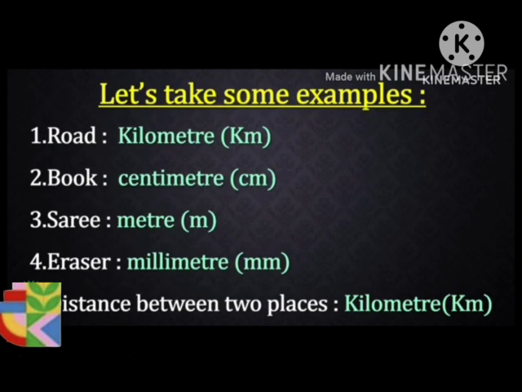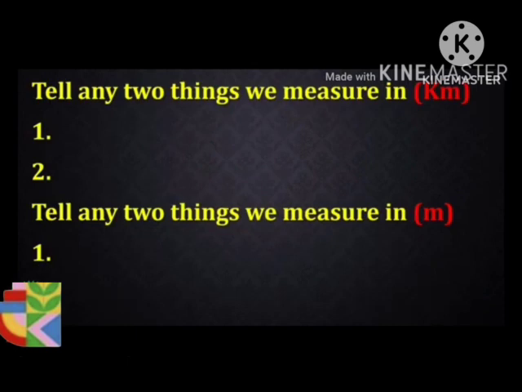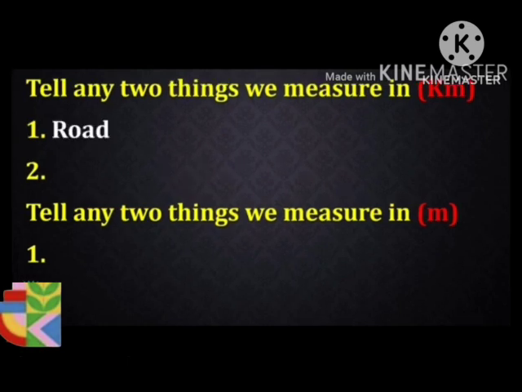So, distance between two places is measured in kilometers. Now, moving on to the next exercise, you have to tell any two things we measure in kilometers, and any two things we measure in meters. You have to give two examples of each. First is kilometers. As I have told you, road.